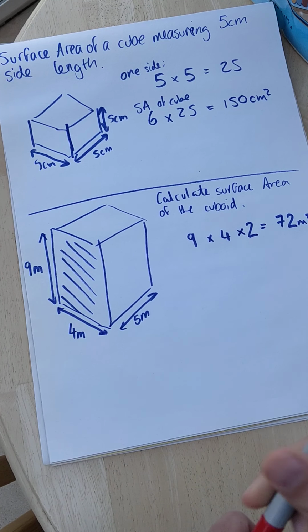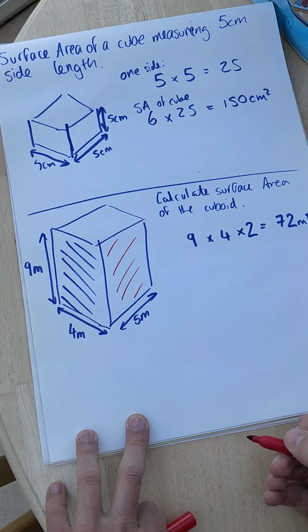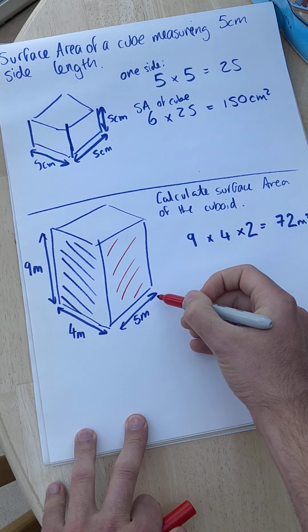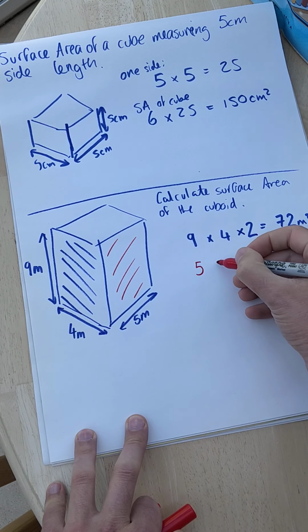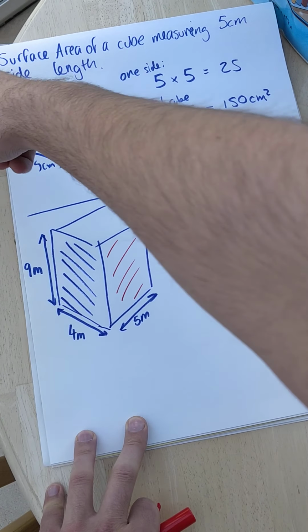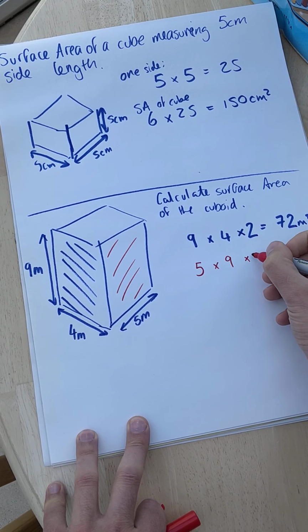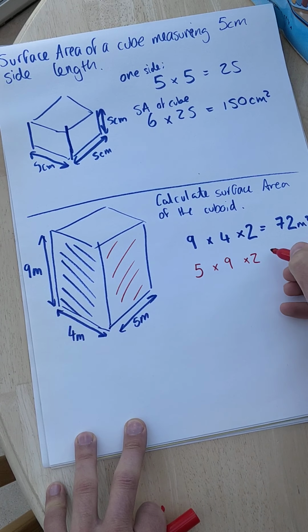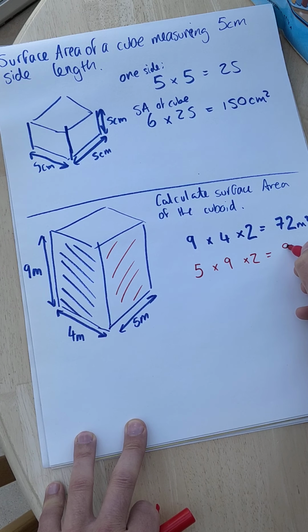Now, if I do this side, the base of this is 5, the height of it is 9, but it's not just this side. It's the one around the back as well. So it's 5 times 9, and there's 2 of them. 5 times 9 is 45, times 2 is 90 meters squared.